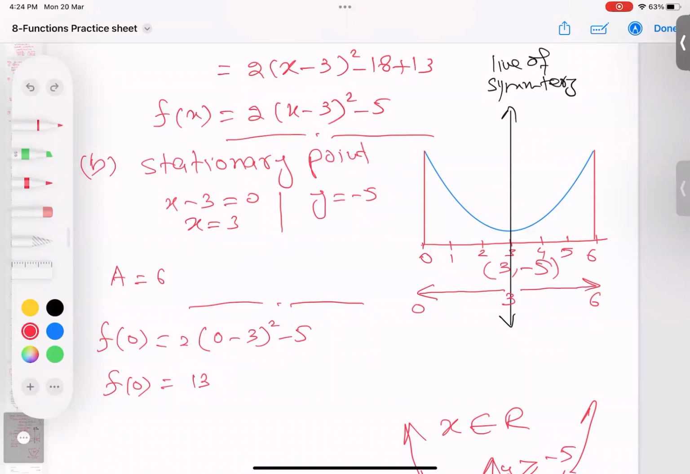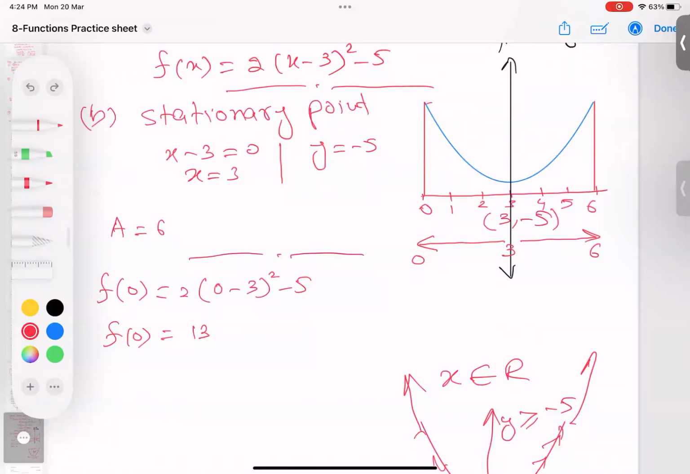So don't waste time. Very simple: what is the highest value of the range here, students? The highest value coming here is 13. And what is the lowest value of the y? The lowest value of y is minus 5. So you know it very well, the lowest value of y is minus 5.